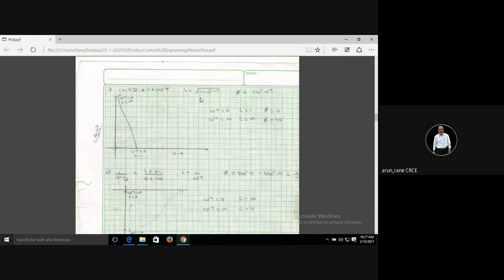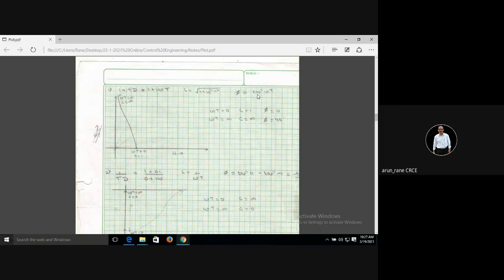Tan of phi will be the imaginary part divided by the real part. So phi is equal to what? Tan inverse of omega t, right? Tan of phi is equal to omega t upon 1. Are you getting this?